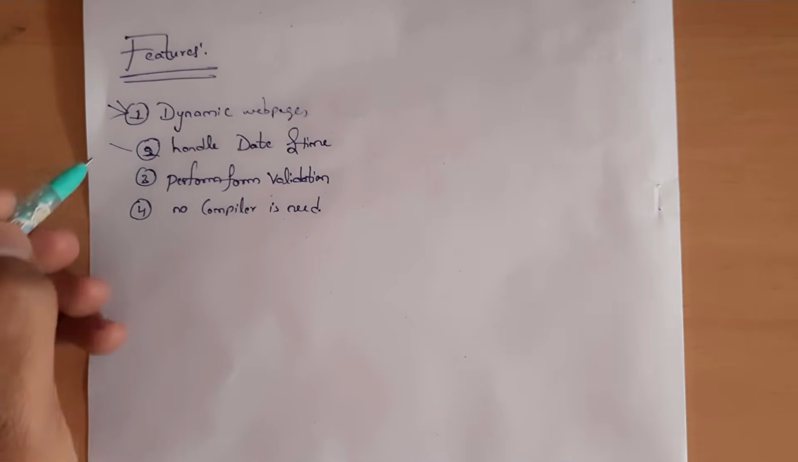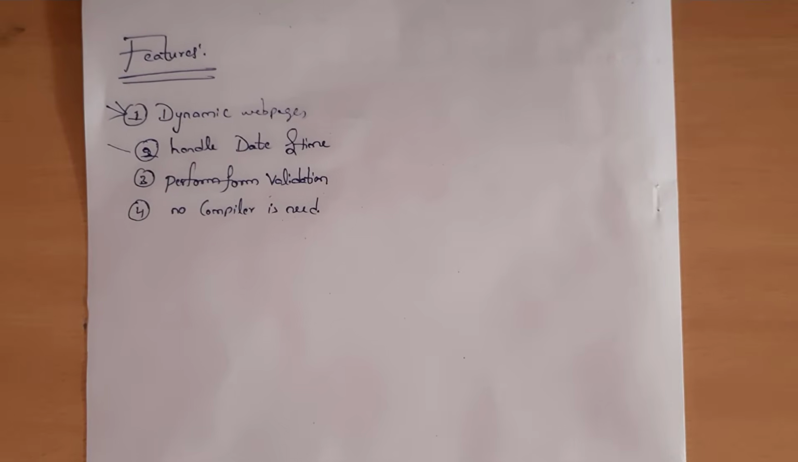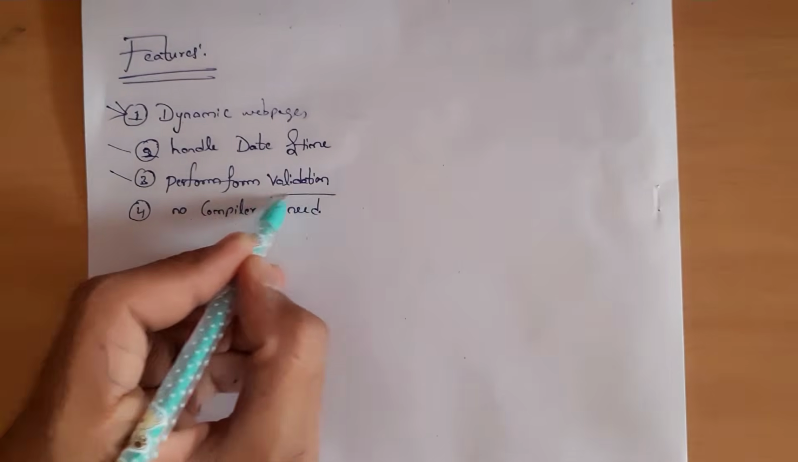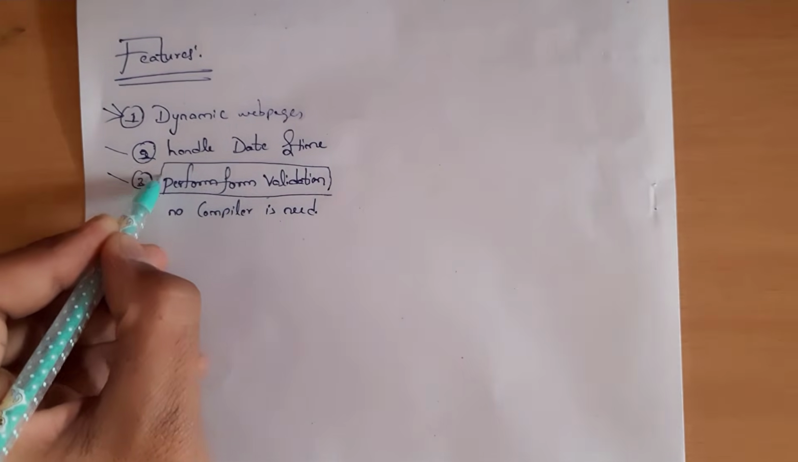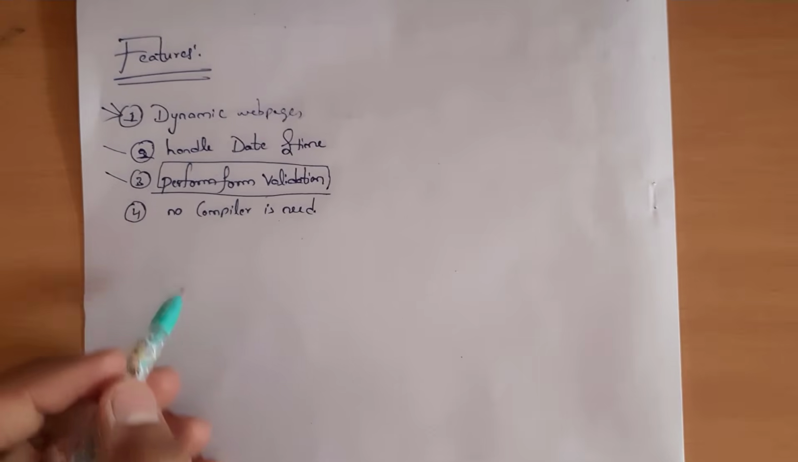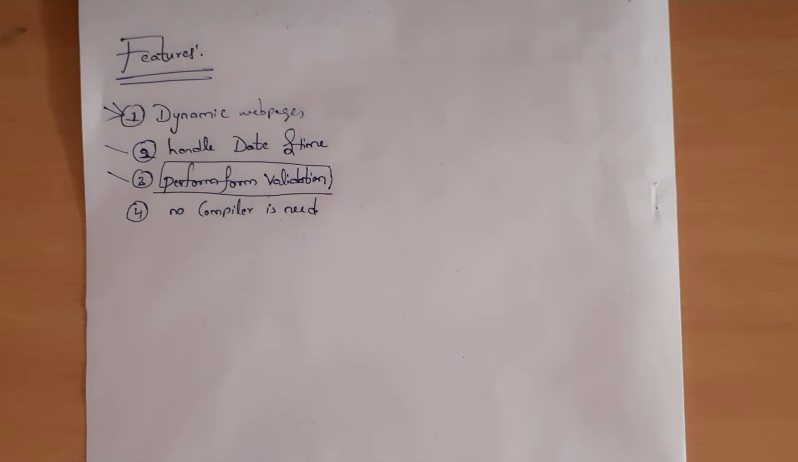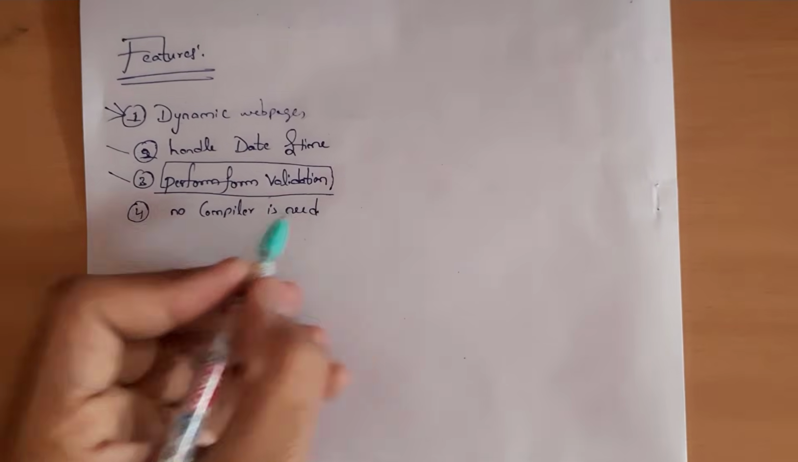The next point is, we can handle date and time in JavaScript, and we can also perform form validation. We can validate forms by using JavaScript, and no compiler is needed. As we know, JavaScript is an interpreted scripting language, so no compiler is needed.